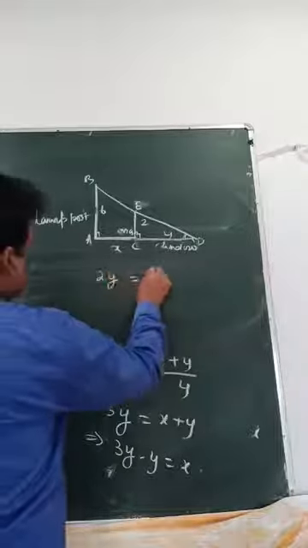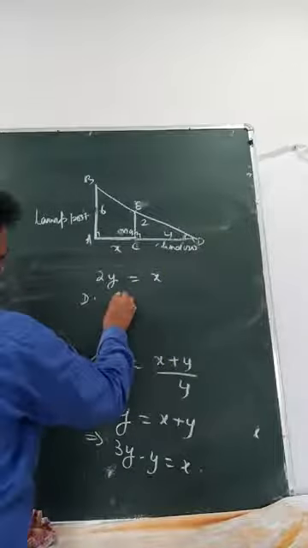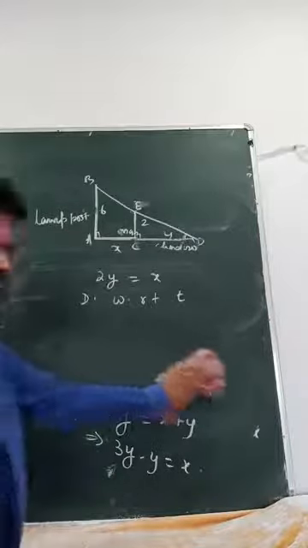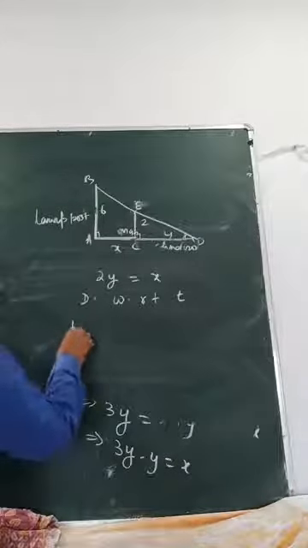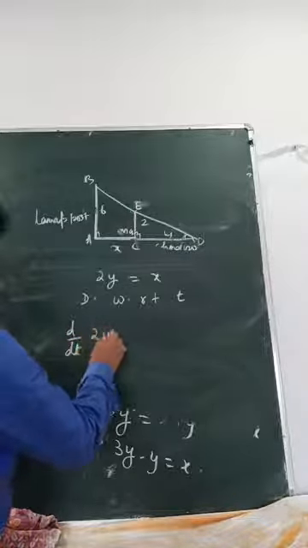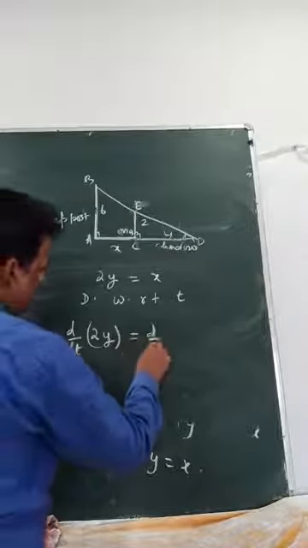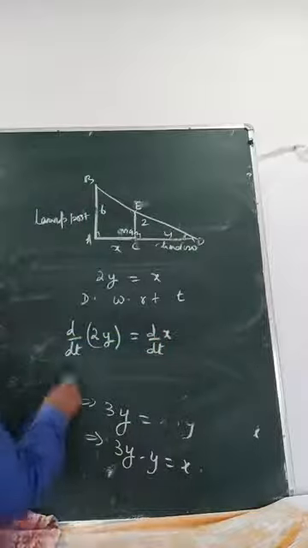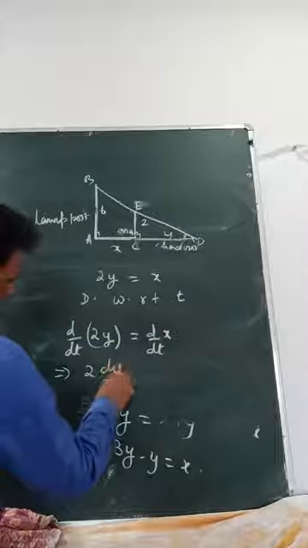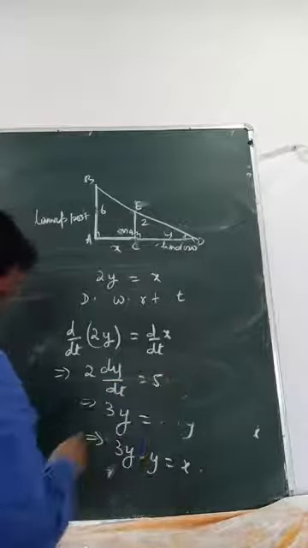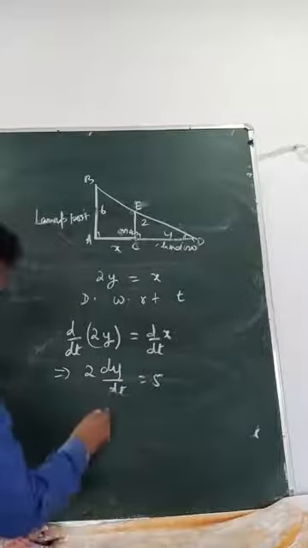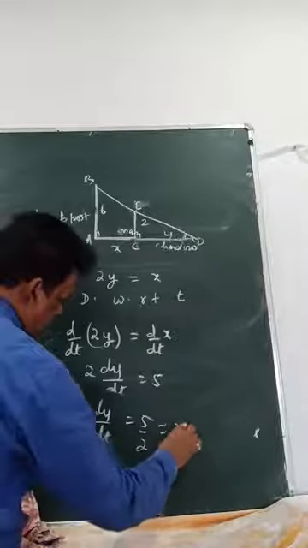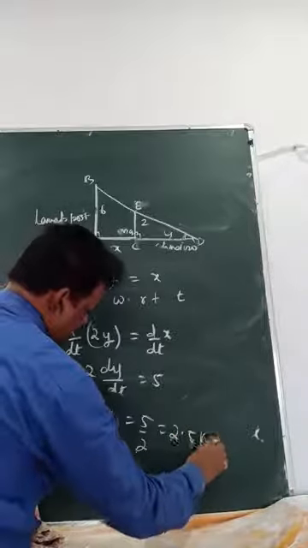So if you simplify, 2y equals x. Now differentiate with respect to t, because it is changing with time. So d/dt of 2y equals d/dt of x. dx by dt is given as 5. So this implies 2 dy by dt equals 5. So dy by dt equals 5 by 2, that is 2.5 kilometers per hour.